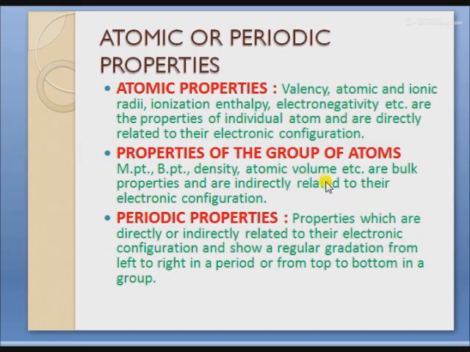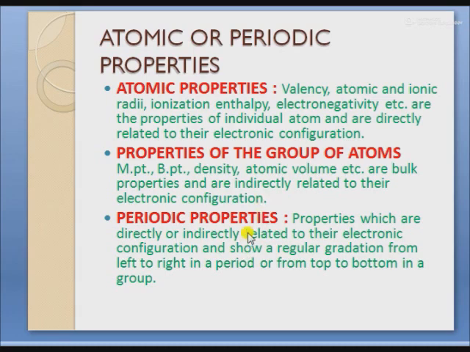Next are the properties of a group of atoms, like melting point, boiling point, density, atomic volume, etc. These are associated with a group of atoms and are indirectly related to the electronic configuration. For example, density is directly proportional to the atomic size, which is further directly proportional to the number of electrons. It means that density is indirectly proportional to the number of electrons or electronic configuration.